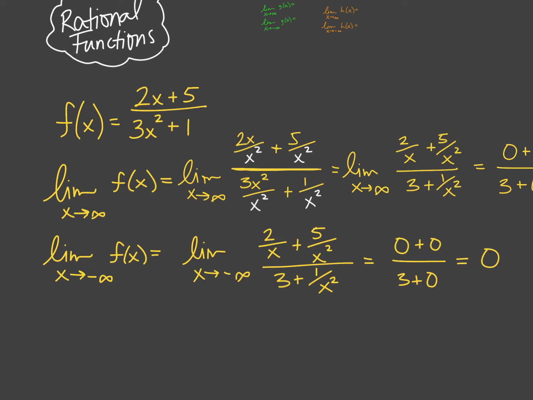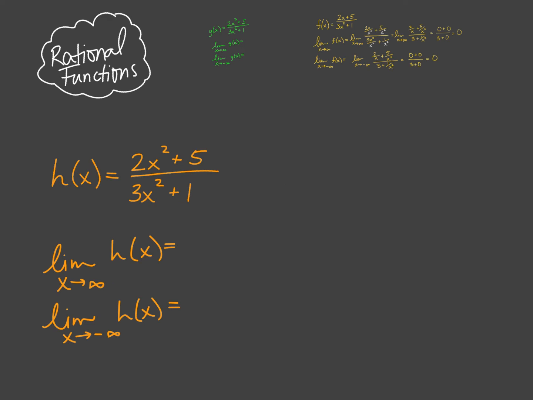If you graph this function, you will see that both the right end behavior and the left end behavior are 0. The graph approaches 0 at both ends. Next, let's take a look at h of x. Once again, the denominator is the same. The numerator just has a degree of 2 now instead of a degree of 1. So that's really the only difference between f of x and h of x.